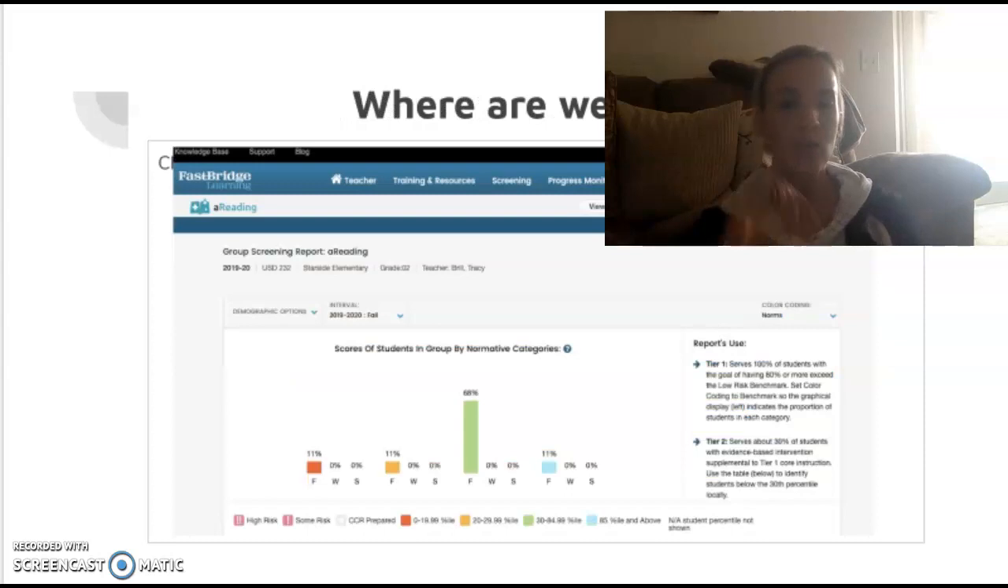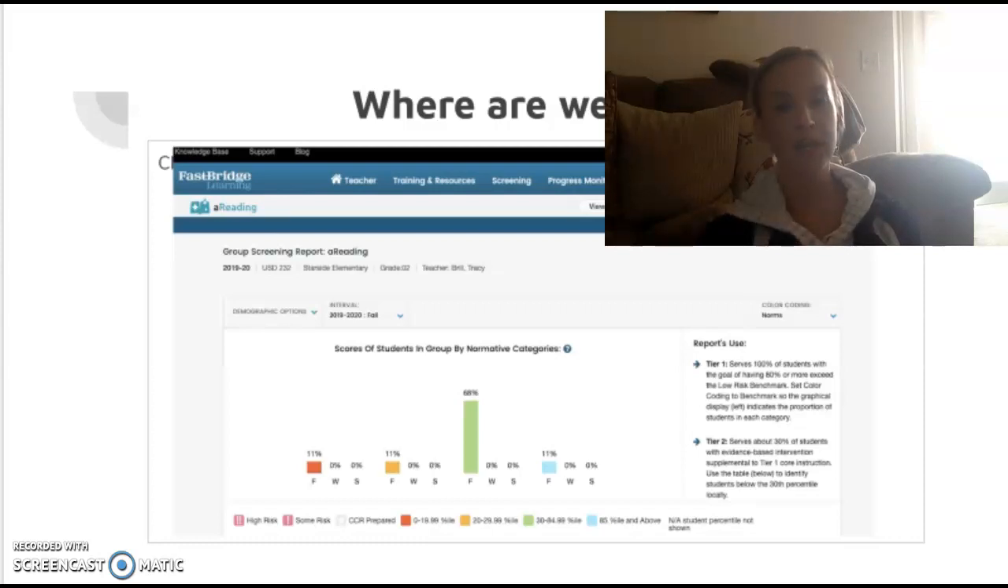One thing that we started last year at my school is we take the FastBridge assessment. That is reading and math. In kindergarten and first grade, they're only doing one part of the assessment.